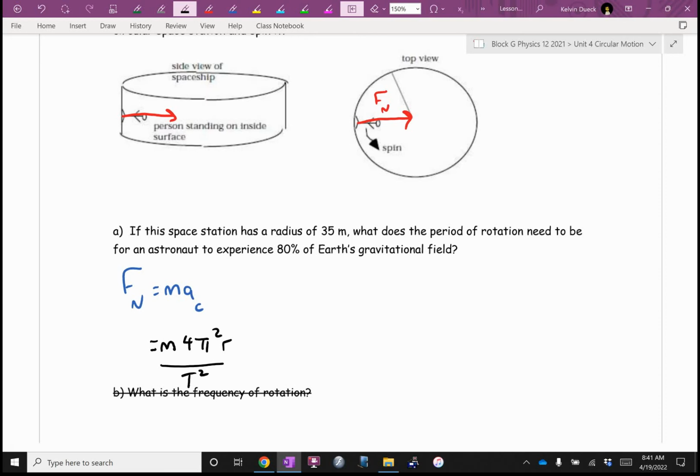What about the left-hand side? I don't know the normal force. And I can't really say, oh, but look, I know another force the same size as a normal force. Or, can I? How big is the normal force? Loud and proud. 80% of Earth's gravity. 0.8 mg.